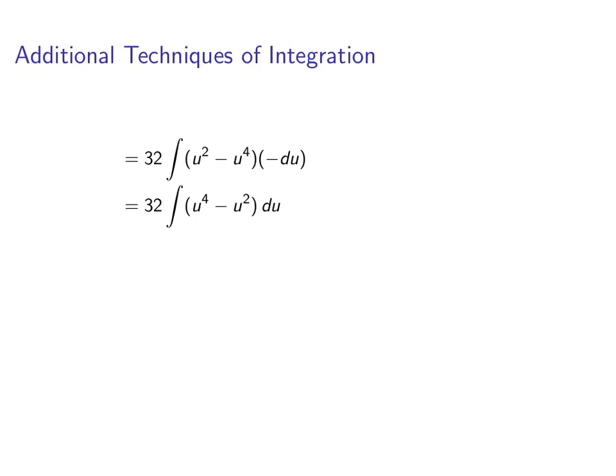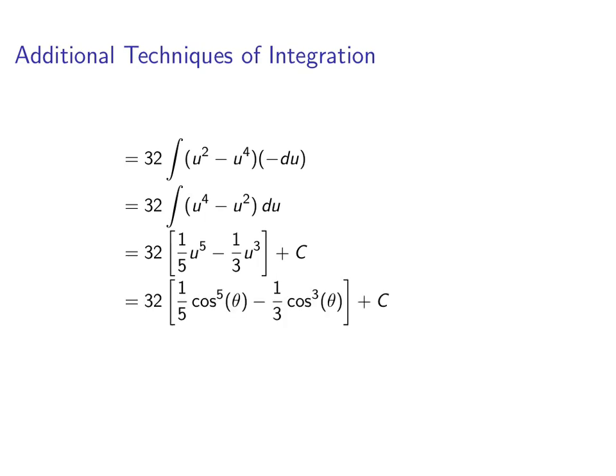Okay, now let's put all this into the integral. So we end up getting 32 times the integral of u squared minus u to the fourth times negative du. I'll just run the negative back into the integrand, so it really turns into 32 integral of u to the fourth minus u squared du. Aha! Now this is an easy integral. We get 32 times 1/5 u to the fifth minus 1/3 u cubed plus c. Make sure you put the plus c the moment you compute an antiderivative. Up to this point, it's just been making substitutions.